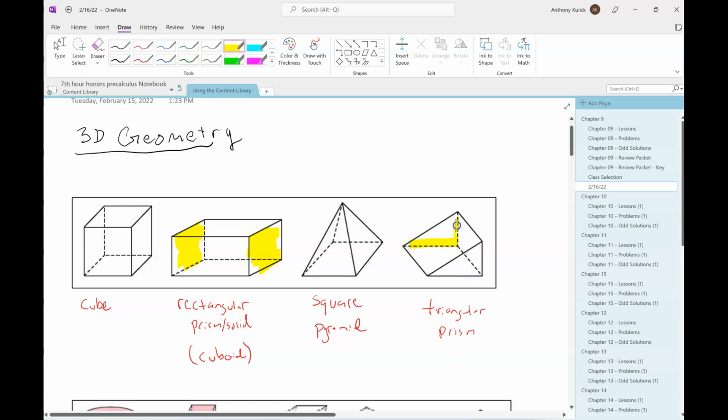So again, we can see the parallel bases are triangles there. If you take a cross section that's parallel to the bases, you're going to get that same triangle shape as your cross section. You know what I mean when I say cross section? Like imagine cutting a loaf of bread. Every slice you take looks like the end of the loaf of bread. Same shape and size-ish.